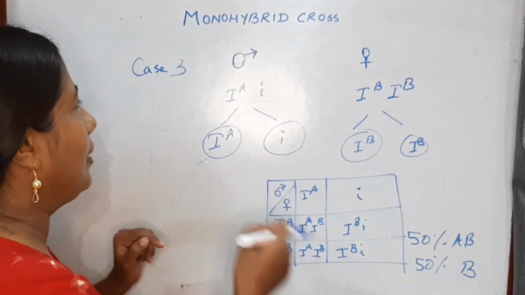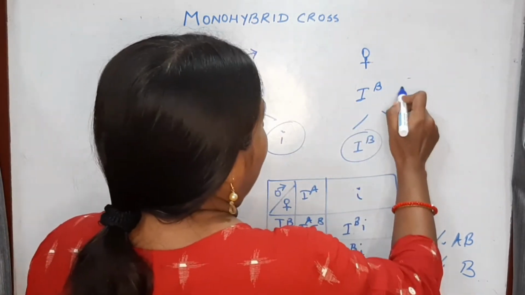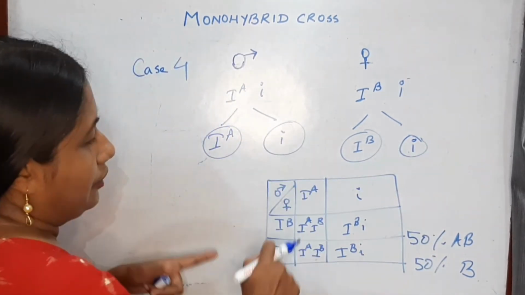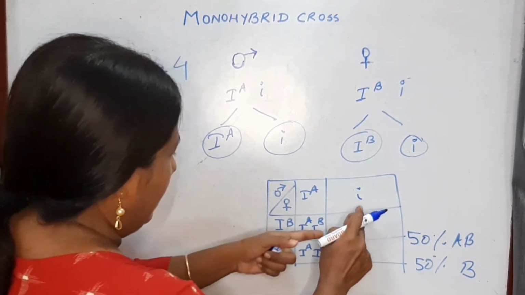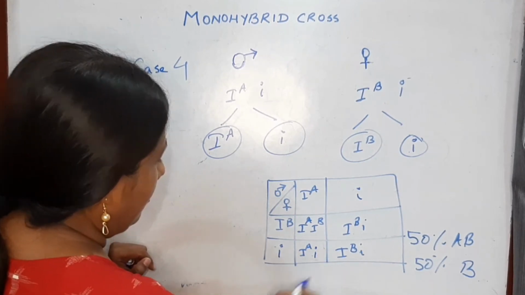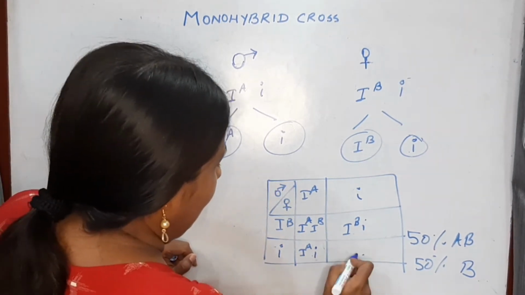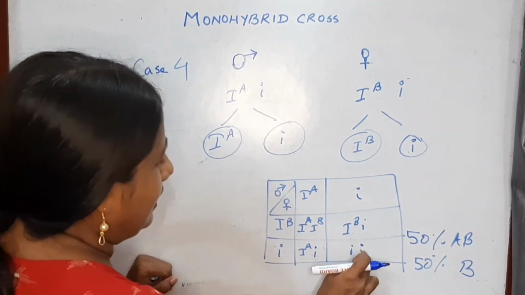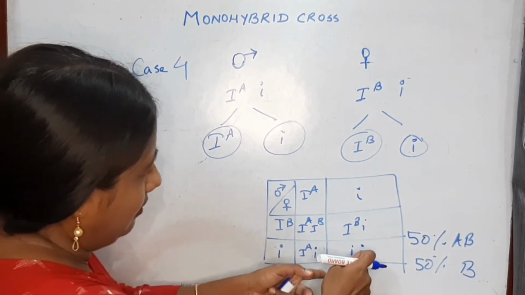Next is case 4. What is case 4? Both heterozygous. Clear? Both heterozygous. So this will be again IAIB, IBi. What will be this? IAi. Right? What will be this? This will be O blood group. Small i means O blood group. So you see here AB, B, A, O.